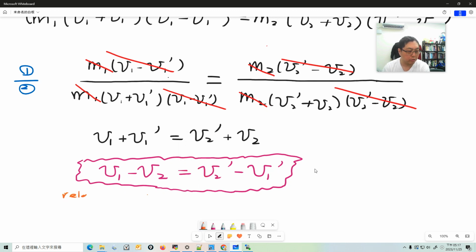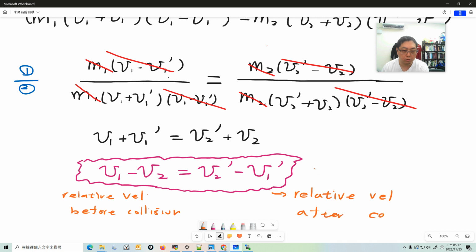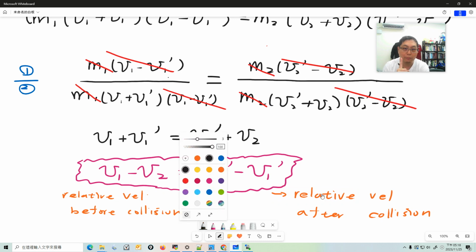It's relative velocity before collision, and the right-hand side is also a relative velocity after collision. Okay, it's before and after. The relative velocity before the collision is the left-hand side and the right-hand side is the relative velocity after the collision. But the relative index is different, so be careful.